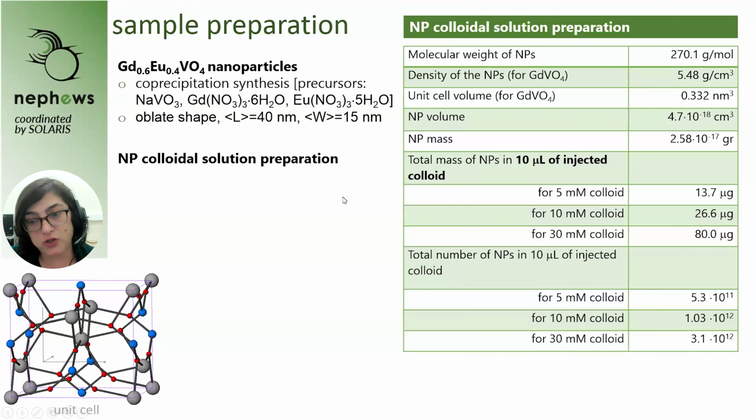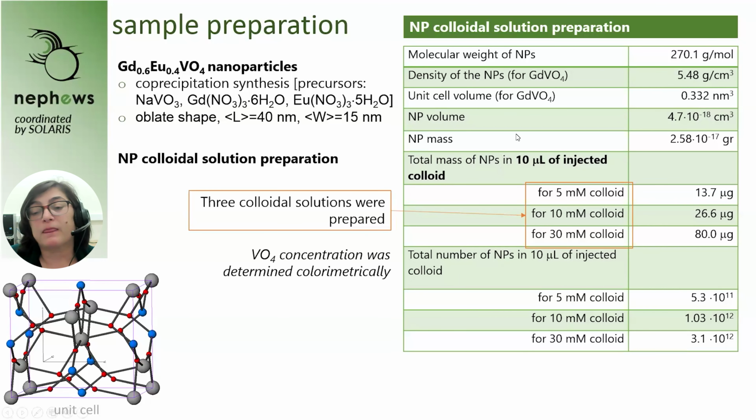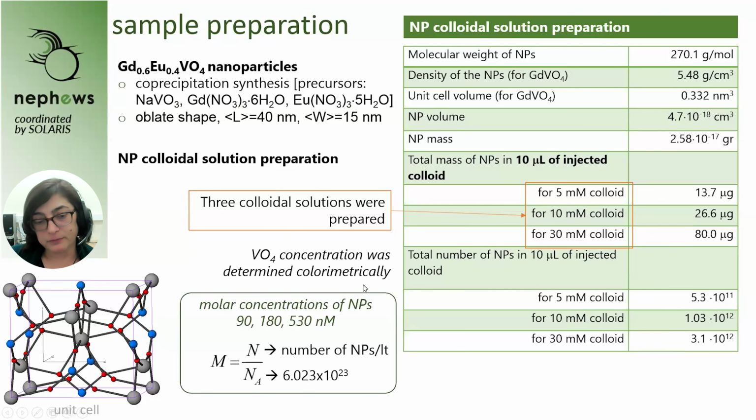Then the next step was to prepare the nanoparticle colloidal suspensions. The injected volume was 10 microliters of colloidal suspensions, and we have prepared 3 different solutions of 5 mM, 10 mM, and 30 mM in vanadate concentration, which was determined colorimetrically. The molar concentrations of the nanoparticles were 90, 180, and 530 nM.